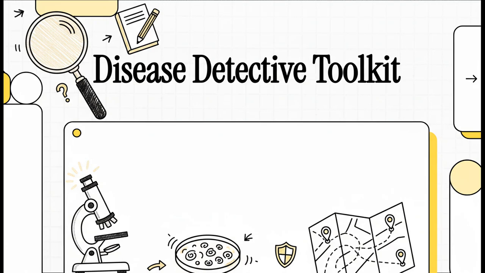All right, today we're putting on our detective hats. We're going to uncover the clues epidemiologists follow to track how an illness spreads, and more importantly, how they stop it dead in its tracks. So let's get right to the central mystery.